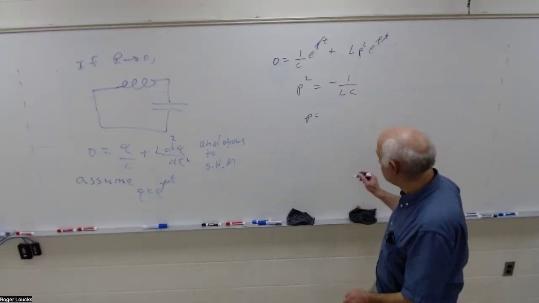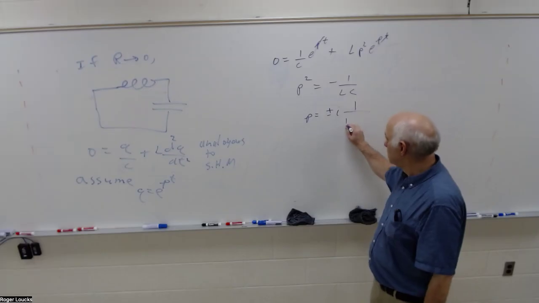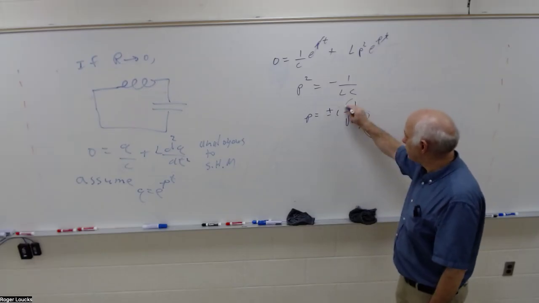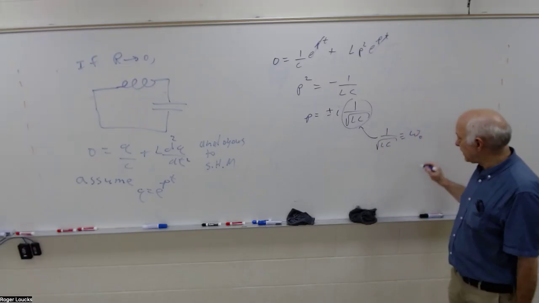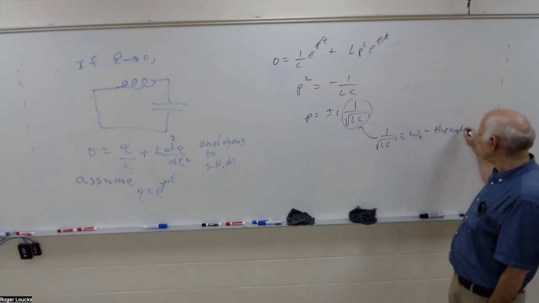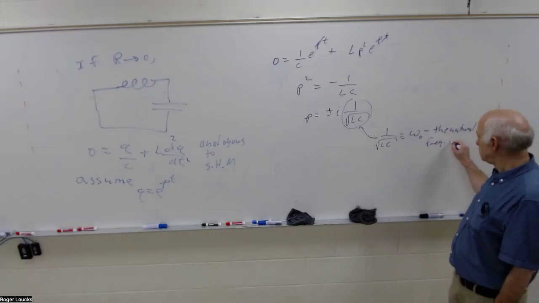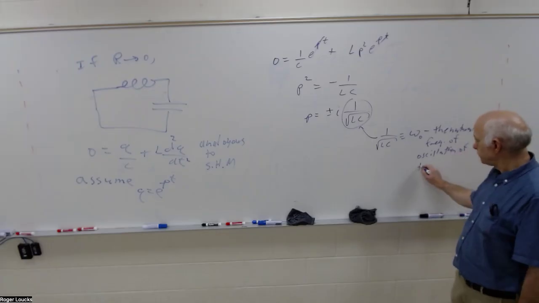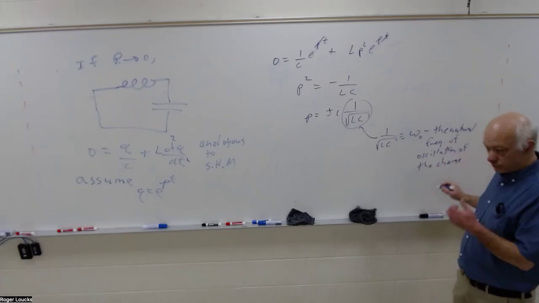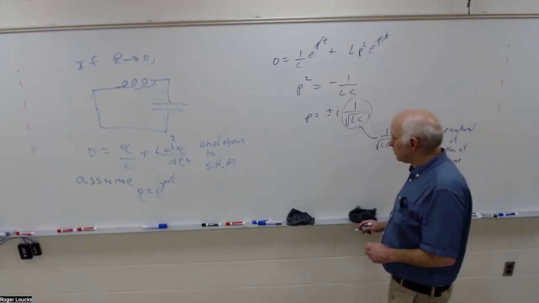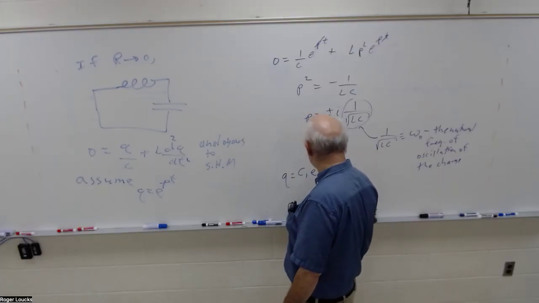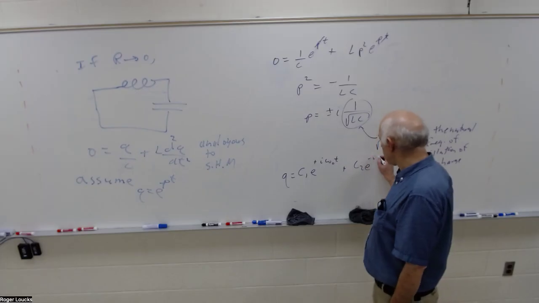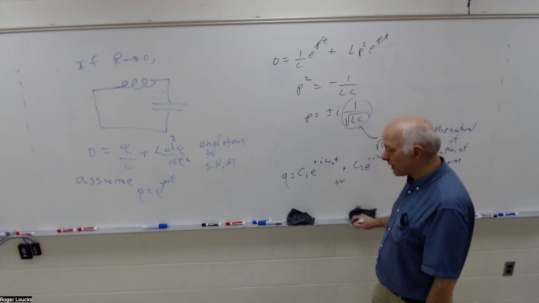Positive or negative? I. It's the square root of the rest. See, and I'm going to define this: 1 over the square root of LC is by definition omega naught, the natural frequency of oscillation. So what happened here, your Q, I could write as some C1 e to the positive i omega naught t plus C2 e to the minus i omega naught t, or how else could I write that?